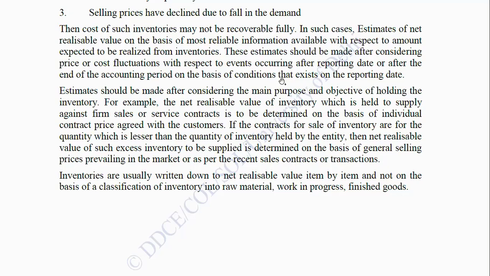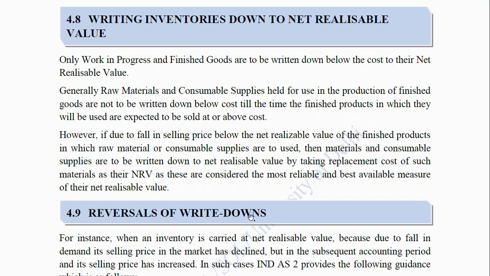Inventories are usually written down to net realizable value item by item and not on the basis of classification of inventory into raw material, work in progress, and finished goods. 4.8 Writing inventories down to the net realizable value.